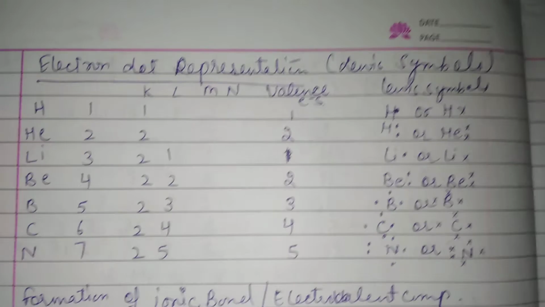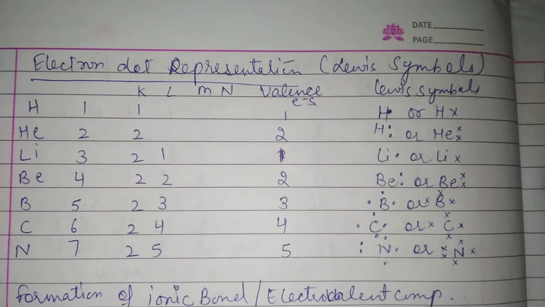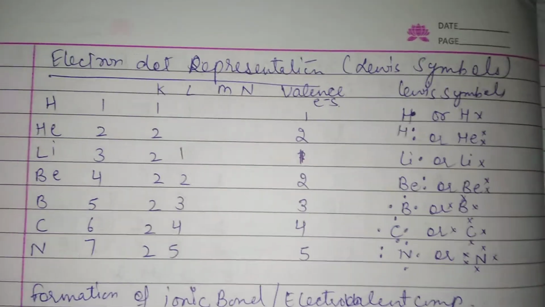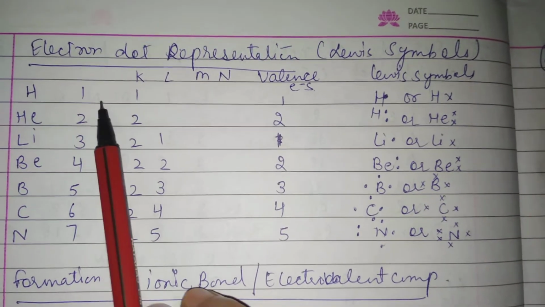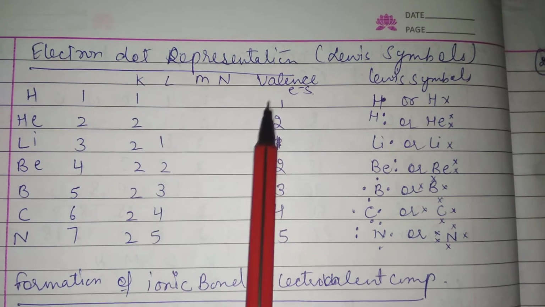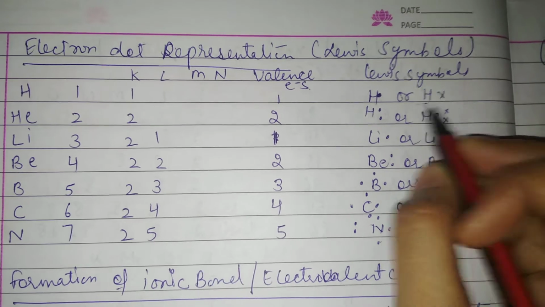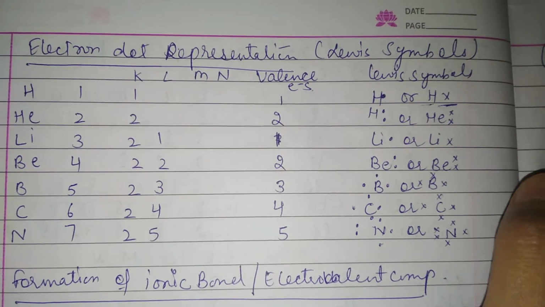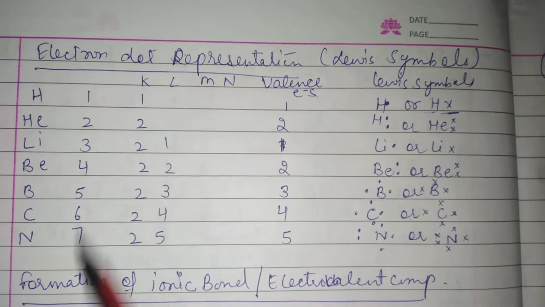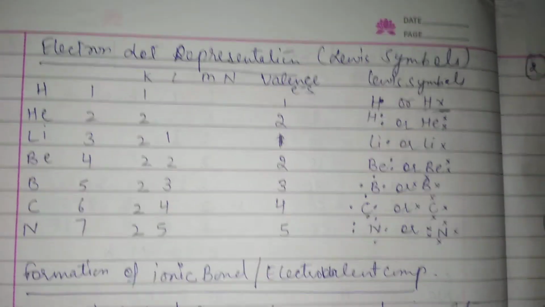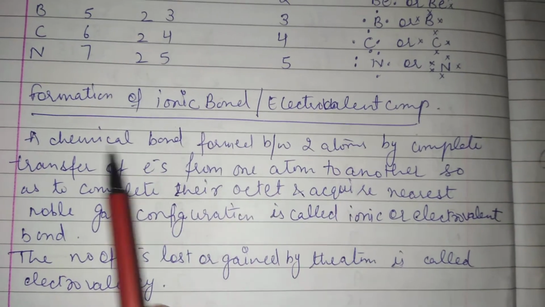Now we will do the electron dot representation, that is Lewis symbols. Already we have done it in class 9th, but we will revise it thoroughly. Hydrogen has 1 electron, only K shell, only 1 valence electron, so hydrogen is 1 dot, or H, you can represent it like this also. Helium 2, like this. You can make your own table. Now the formation of ionic and electrovalent compounds.